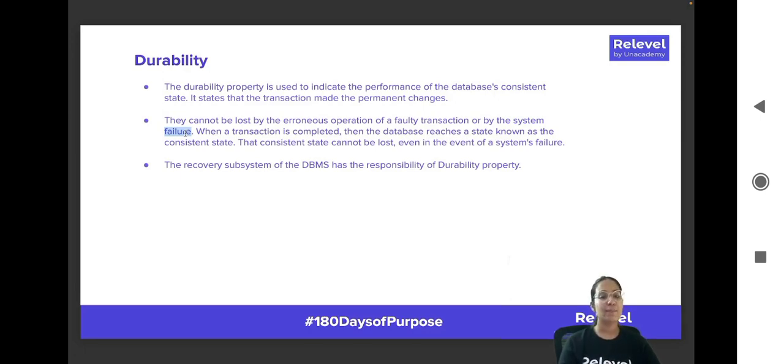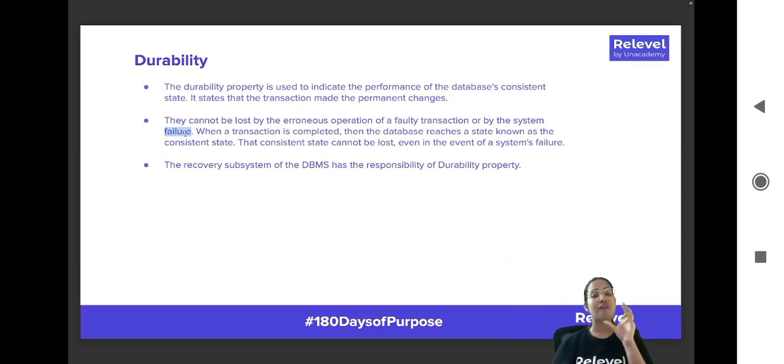When a transaction is completed, the database reaches a state known as the consistent state, and that consistent state can never be lost, even in the event of a system failure. Let's say you did some transaction, it got into the partially committed state, then the committed state, and after that some system failure happens and that transaction got lost. This cannot happen. Durability says that once a transaction is completed, its changes are to be forever maintained, irrespective of whether a system failure or a hardware failure happened.